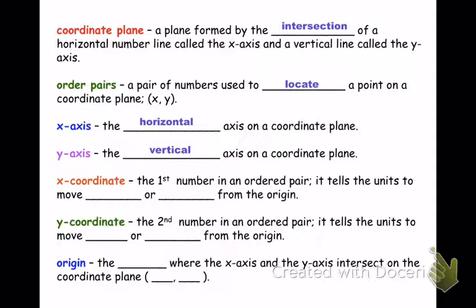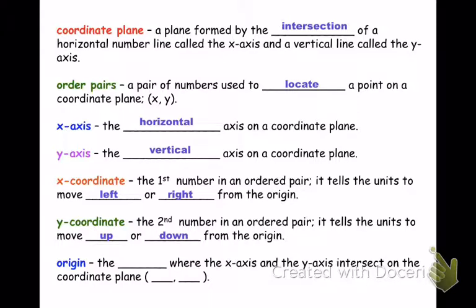The x-coordinate, so the x value of an ordered pair, is the first number in the ordered pair. It tells you the unit to move left or right. Same thing for the y-coordinate. It's the second number this time in the ordered pair. It tells you how much to move up or down from the origin.